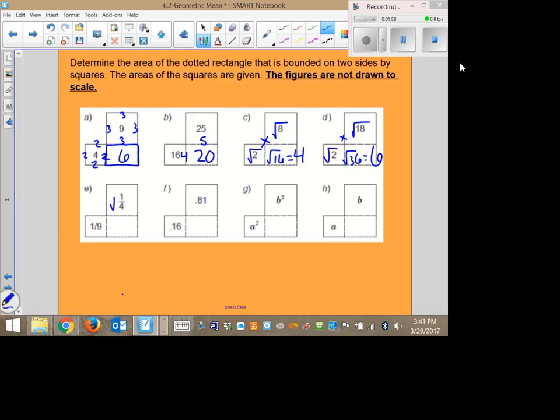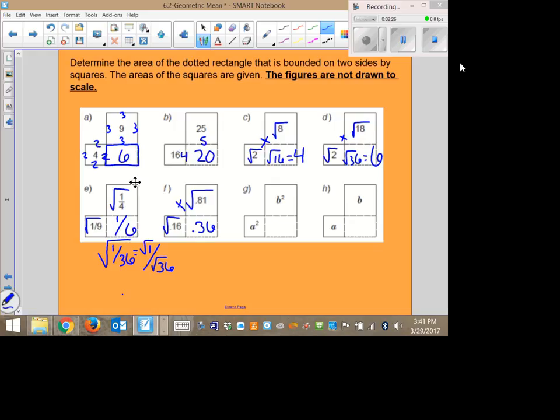For E, we get the square root of 1/4 times the square root of 1/9. So that gives us the square root of 1/36, which gives us 1 over the square root of 36. So we get 1/6. Carrying on in this pattern, we get the square root of 0.16 times the square root of 0.18. So we get 0.36.